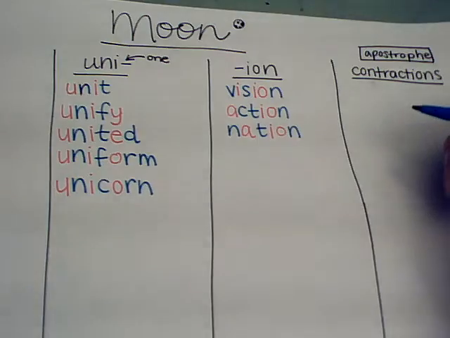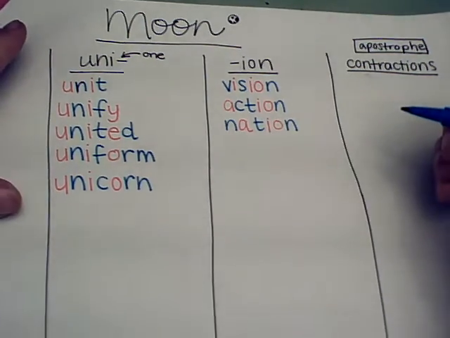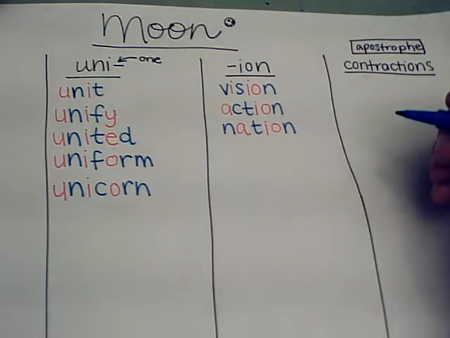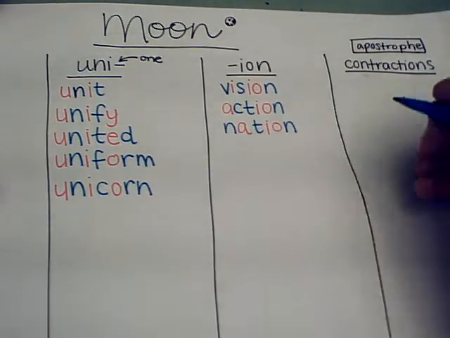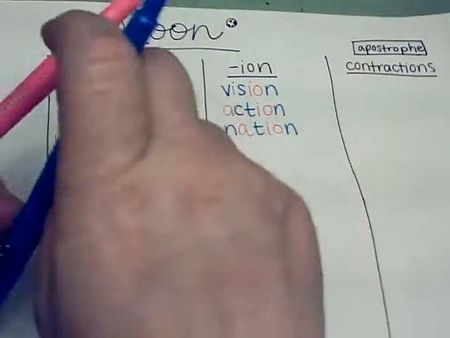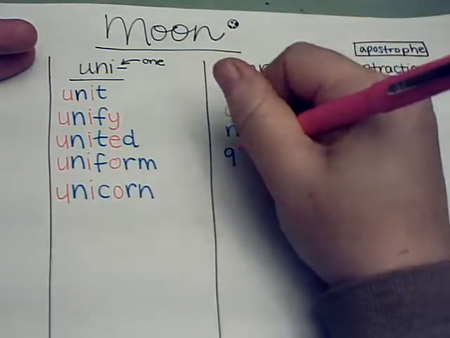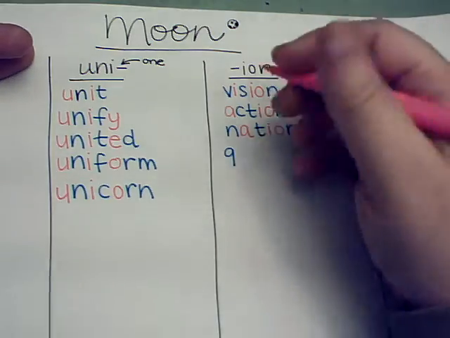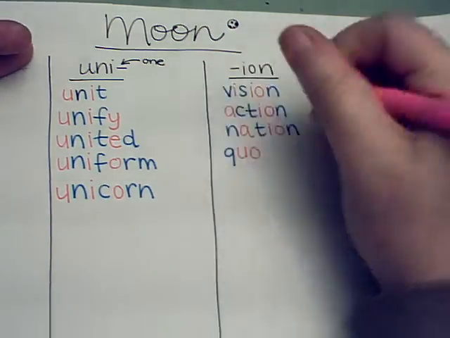Then we have quotation. It's going to be kind of a hard word for some of us. So we're going to think about the word quote. You have a Q. Qu. That instead of a W is going to be a U and an O together. Quote.